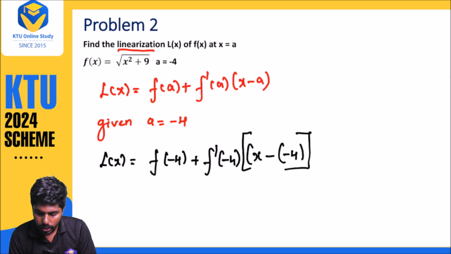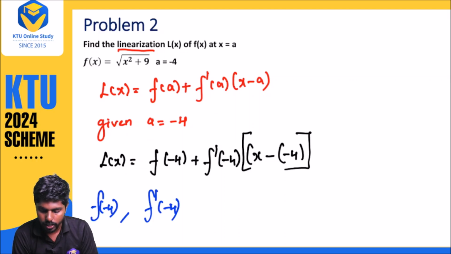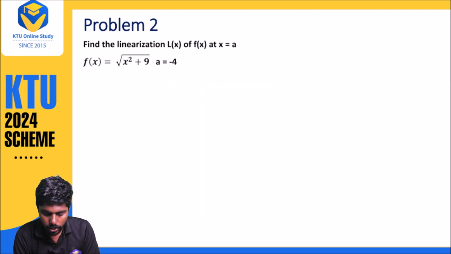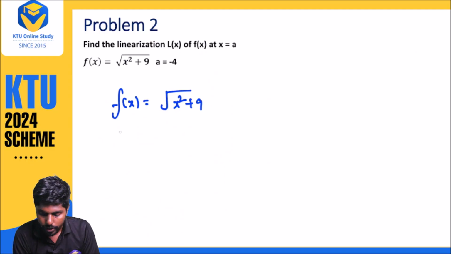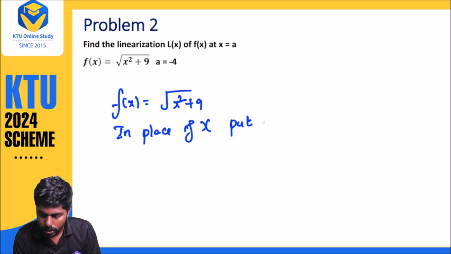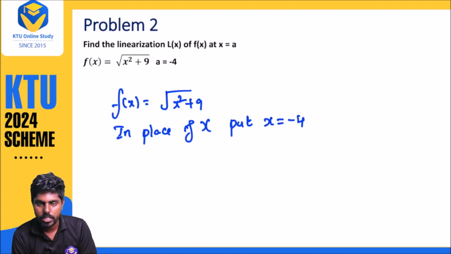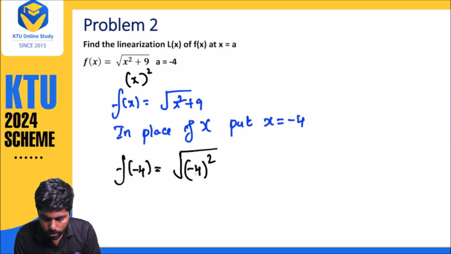So what do we want to identify? F of minus 4 and f dash of minus 4. In the question they have given f of x is equal to root of x square plus 9. So in place of x, put x is equal to minus 4. What will happen? F of minus 4 is equal to root of minus 4, the whole square, because in place of x, here it is square, plus 9.